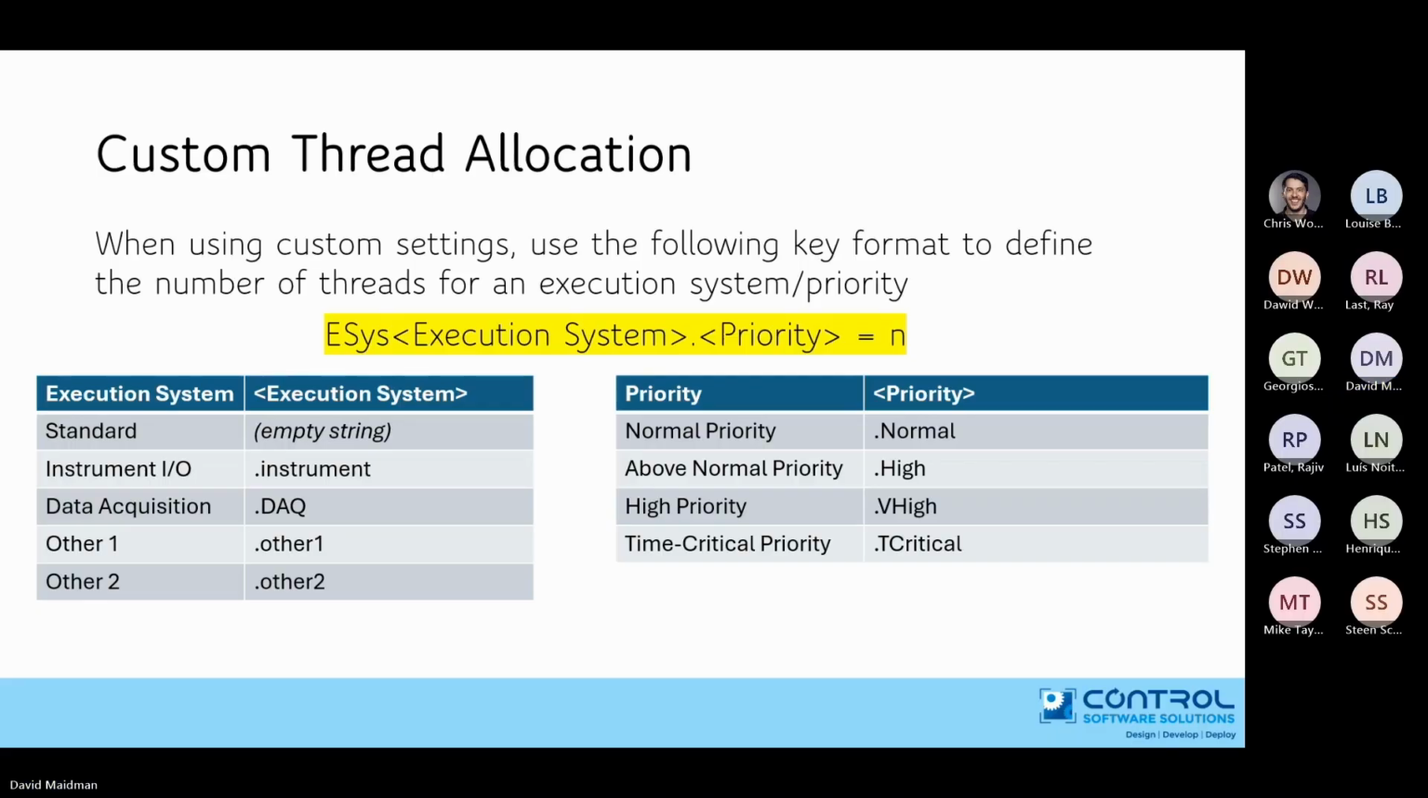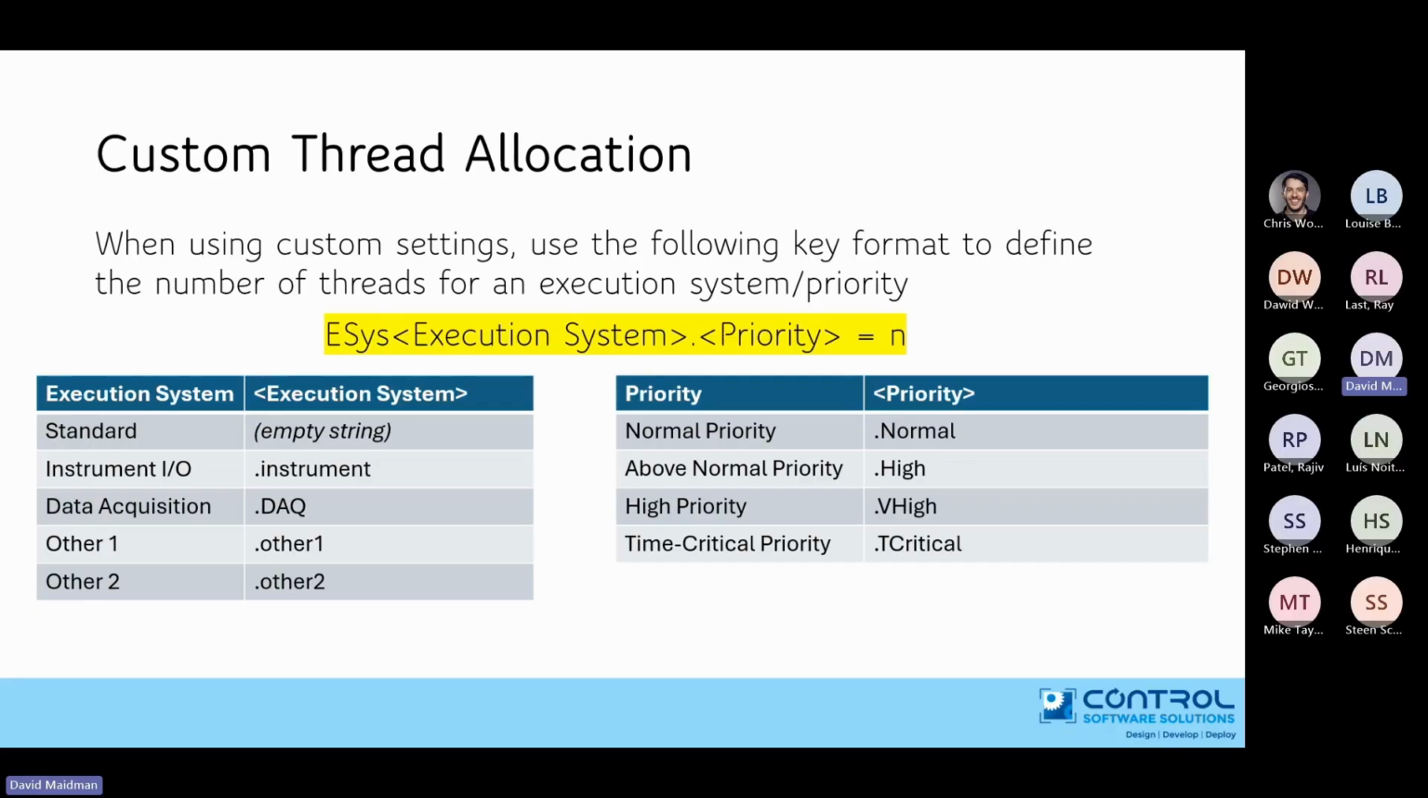So if it's in the standard execution system, we can omit the execution system part. If it's in the others, we have to have the name. So for example, it could become esys.instrument, and then pick the priority, v high.